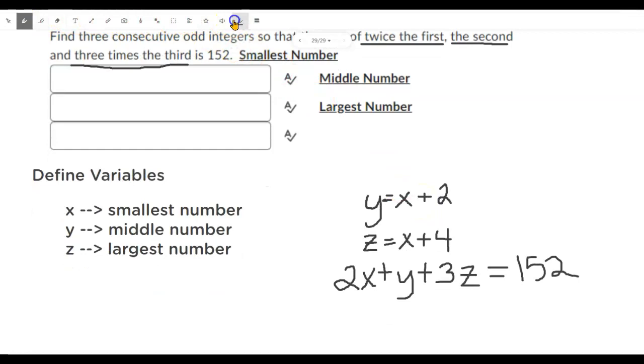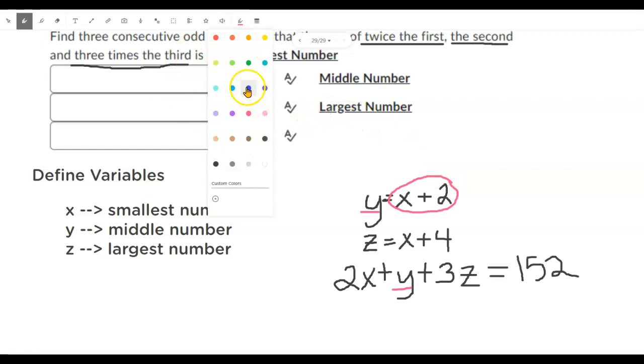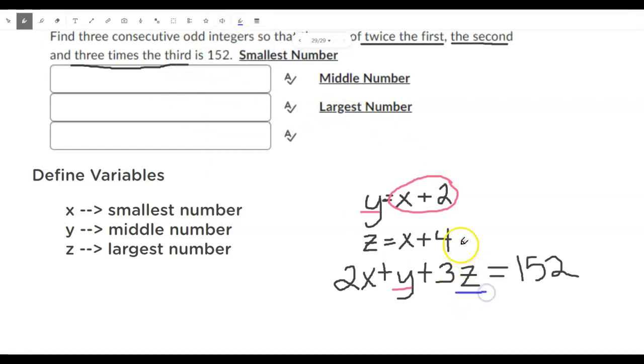From that point, you know what y is. That's here. Plug it in. You also know what z is. It's right here. Plug that in. Once you get those plugged in, you have everything in terms of x, so then you can find your smallest number.